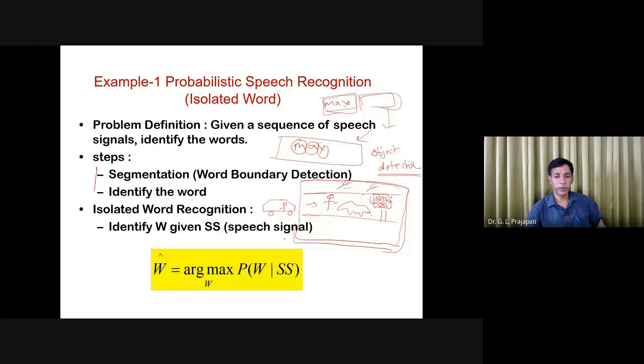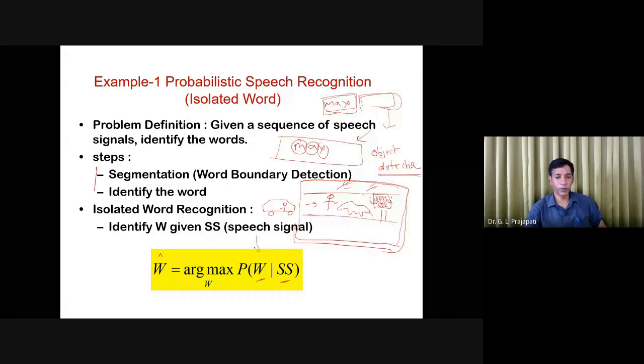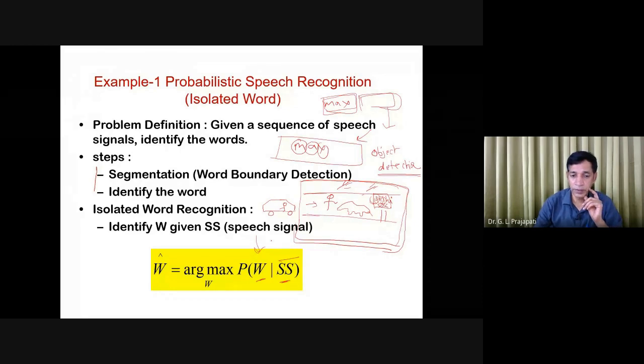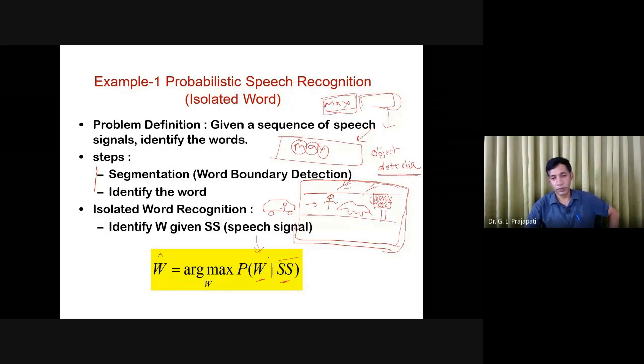Based on what you are interested in, for the particular word given the speech signal, you need to determine the most probable word based on this speech signal. You may have a number of possibilities. Out of such possibilities, which word has the maximum probability? In this way you are going to maximize the probability. So you are interested in computing the most probable word given the speech signal.